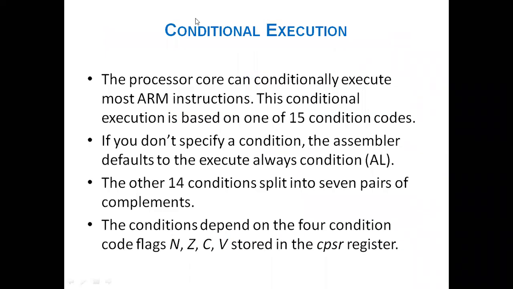And the next topic is conditional execution. The processor can conditionally execute most ARM instructions. This conditional execution is based on one of the 15 condition codes. Conditions in the sense that if it is lesser than, greater than, lesser than or equal to, greater than or equal to, right? So they are called conditional executions. If you don't specify a condition, the assembler defaults to the execute always condition. The execute always condition will be used if you don't specify any condition.